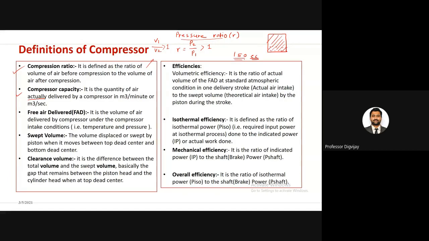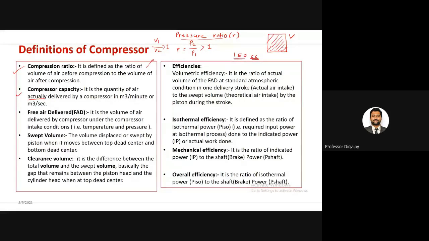You might have studied this in IC engines, right? So in this case, compressor capacity means the quantity of air which is actually delivered by the compressor. I'm not talking about the volume of the cylinder, I'm talking about the actual quantity of air being delivered. So this can be equal to the volume of the cylinder or it may not be.